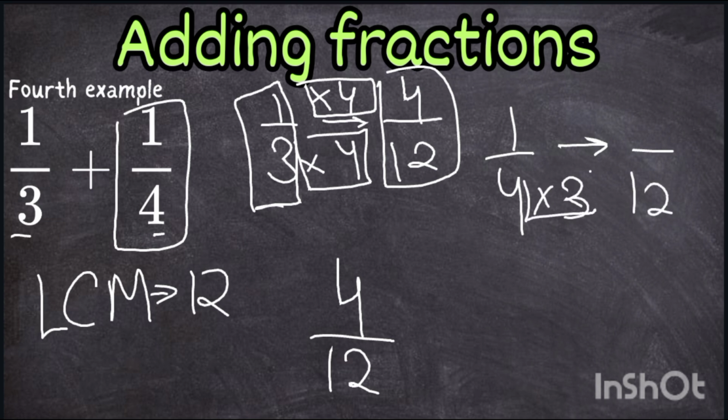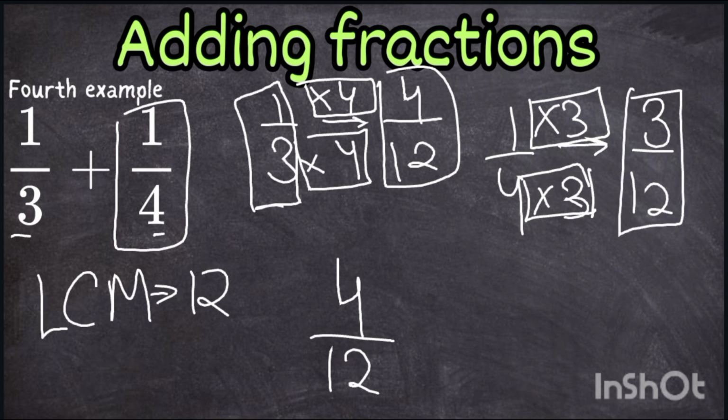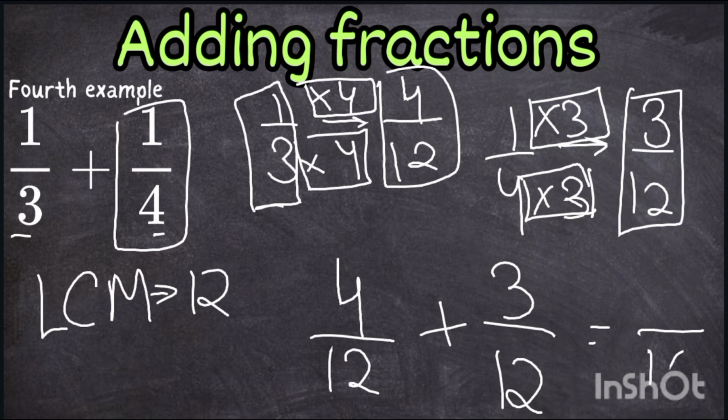Whatever we multiply in the denominator, we need to multiply in our numerator. So 3 multiplied by 1 gives 3. So 1 by 4 is converted to 3 by 12. Now we have the same denominator, which is 12, so we add the numerators. 4 plus 3 is equal to 7. As you can see, this fraction is already in its simplest form, so we don't need to simplify it. We are going to keep it as it is.